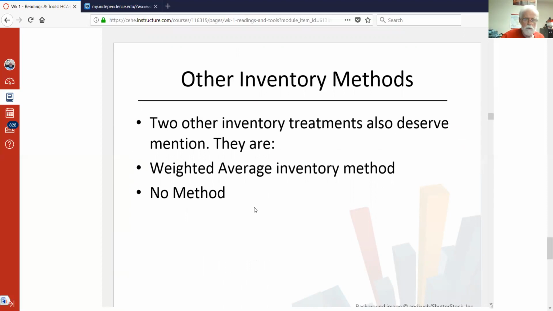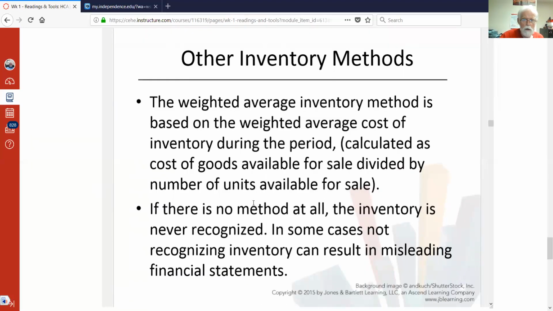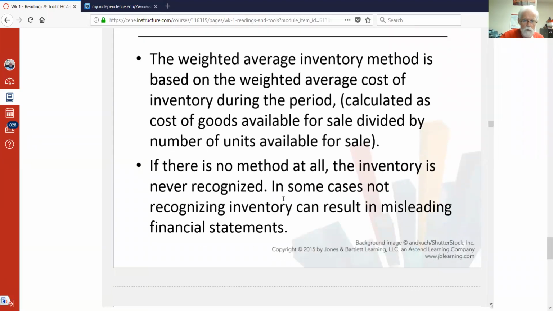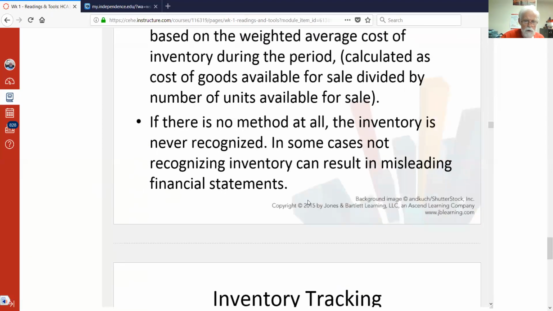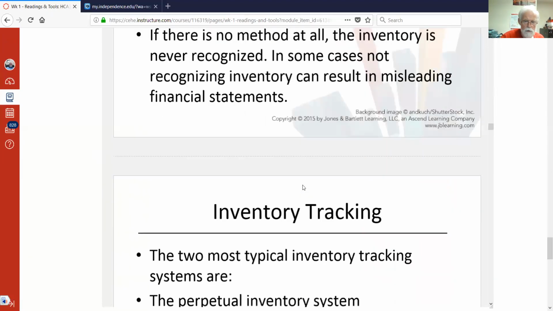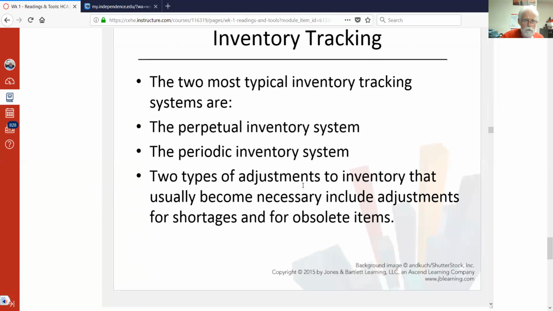Now there's the other method, which is the weighted average inventory, which is basically total cost divided by total units, or no method at all. If there's no method, the inventory is never recognized. This is not necessarily good because it can produce misleading financial statements. Next, inventory tracking. We have to track our inventory.